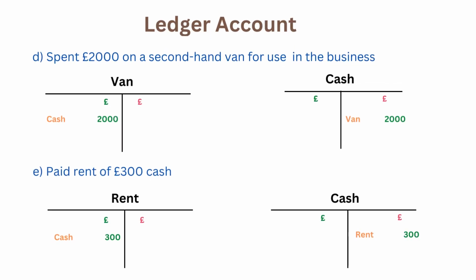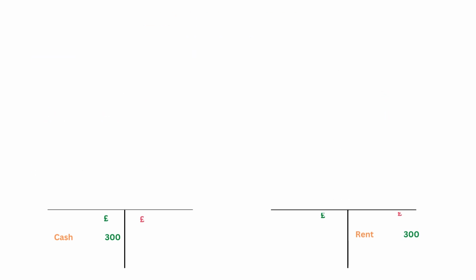Line E, the business paid rent of £300 cash. The rent is an expense. This expense will be debited to the rent account. On the other hand, the business has paid £300 out of its cash account. Therefore, the £300 will be credited to the cash account.